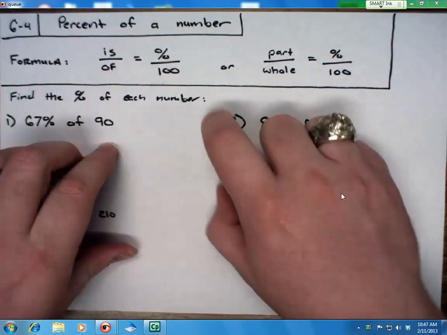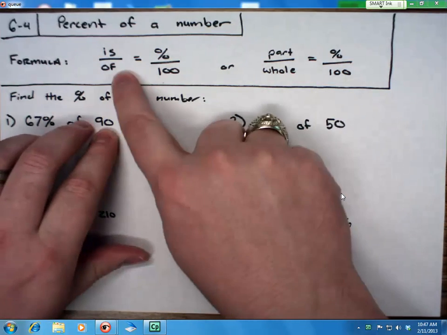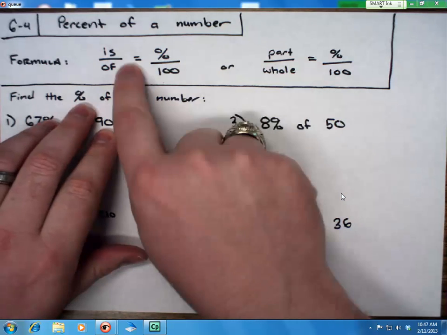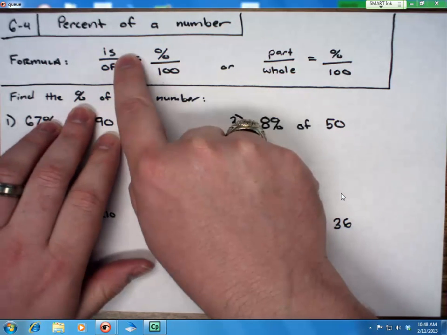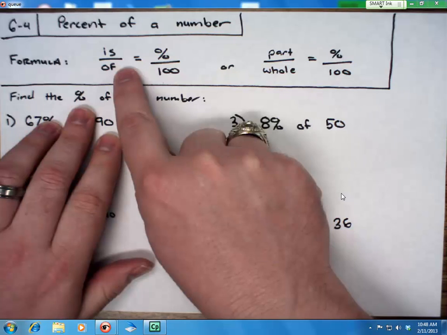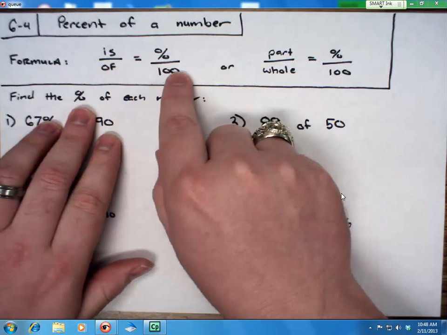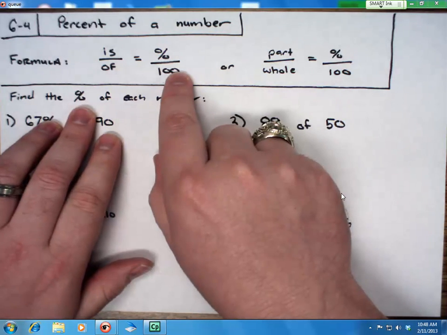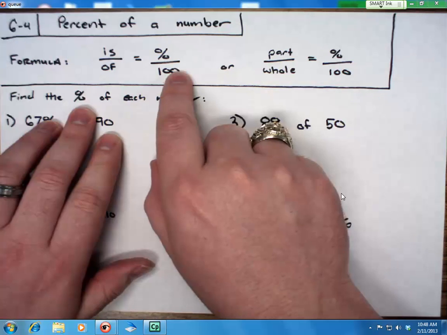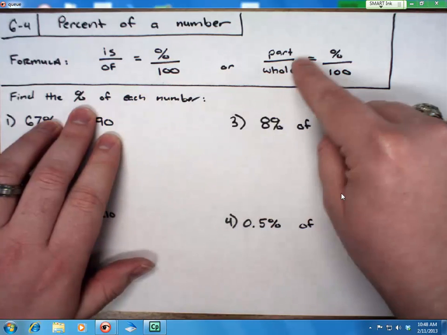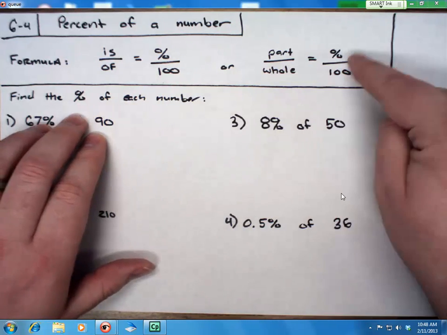Like I said, we are working on percent of a number, and I actually wrote down two formulas. The first one I'm going to use is "is over of equals percent over 100." I know that's somewhat confusing right now, but when we get to the examples, you will see what I'm talking about, and it'll become a little bit more clear. Or you could also say part over whole equals percent over 100.